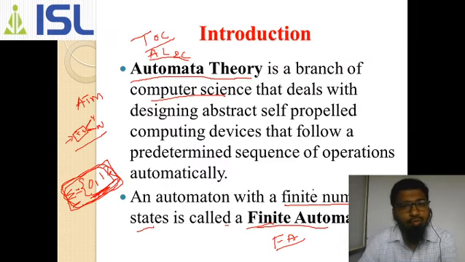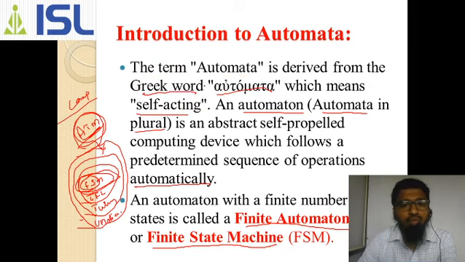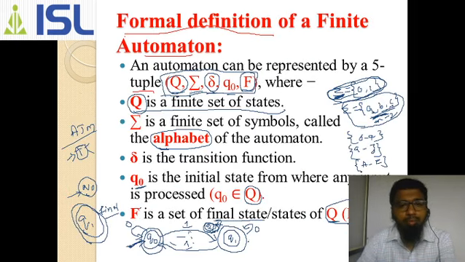First, we saw the introduction of finite automata. Then we saw where the word automata came from, and that it performs automatically. A finite number of states is called finite automata, FA, or finite state machine. So the formal definition of finite automata is a 5-tuple. This is very important. You must know and remember what Q is. Q is a finite set of states. What is sigma? Sigma is a finite set of symbols called the alphabet. And what is delta? Delta is the transition function.